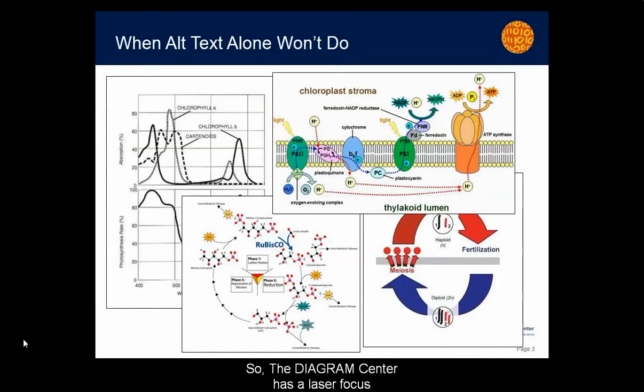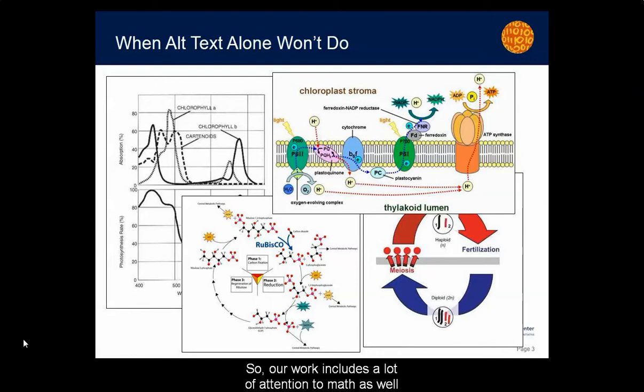So the Diagram Center has a laser focus on digital images, and why is that? Well, because screen readers already handle text very well, but often there's no way for a reader to know what an image contains unless it's described or unless another alternative is available. What you see here on the screen is a collection of complex images in a biology textbook. And in cases like these, if the image has not been pretty thoroughly described in the text, alt text simply is not sufficient to convey the meaning of the image.